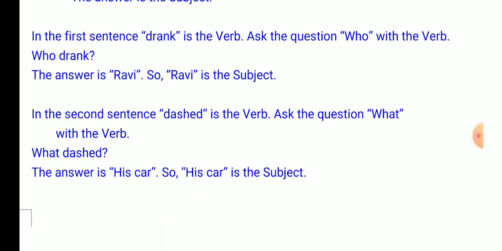One more thing which you have to remember is this. The question word who always refers to a person and the question word what always refers to a thing.